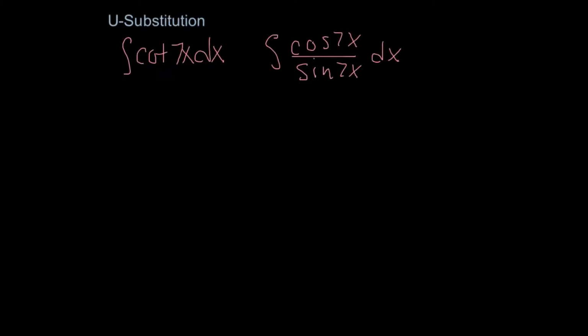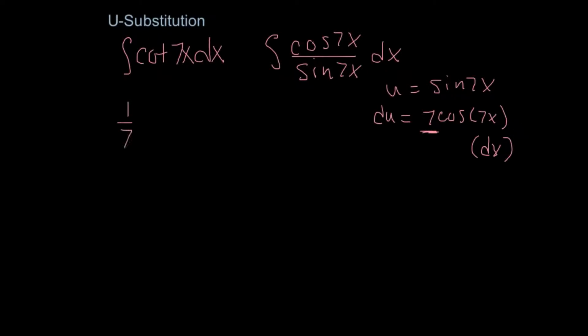So u is going to equal the sine of 7x. Now let's take its derivative. So we're going to have du equals 7 cosine 7x. Before, in the previous problem, there was a 6 being multiplied, and again, you're going to want to get rid of this. So you're going to bring 1/7 to the outside.